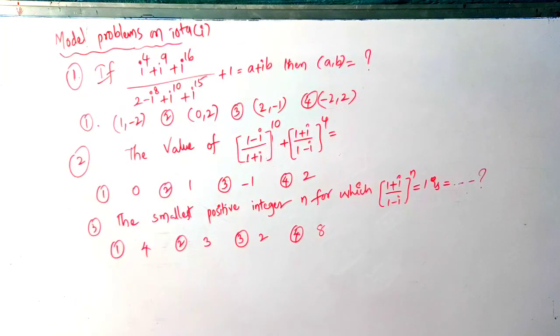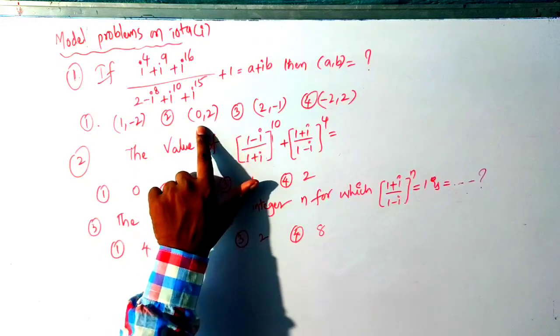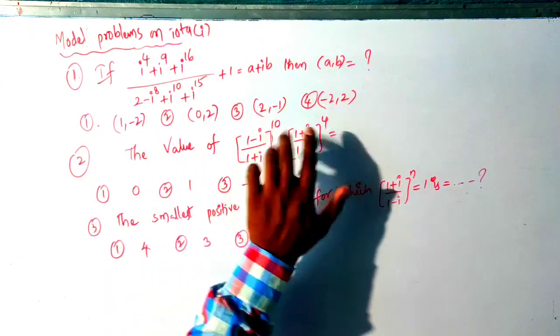First problem: if (i^4 + i^9 + i^16) divided by (2 − i^8 + i^10 + i^15 + 1) equals a + ib, then (a, b) equals: first option 1 comma −2, second option 0 comma 2, third option 2 comma −1, fourth option −2 comma 2.